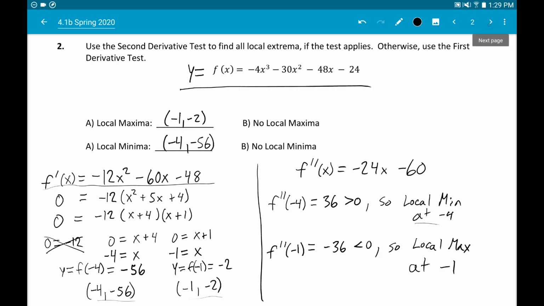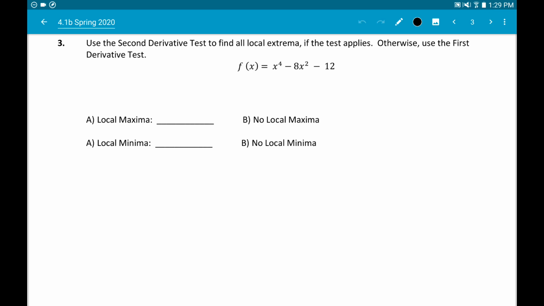Alright, moving on. Now they've increased that exponent again. We're at x to the 4th now. So again, theoretically, that means you can have more critical values to test. But the process doesn't change. Okay, so let's go through and do the same thing again.